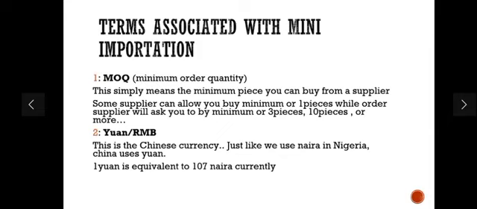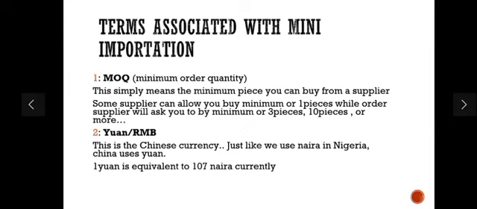It means, for example, a shop has a particular bag but they don't sell one. If you want to buy, you must buy like 2 or 3 pieces. That is what it is saying. So there are some shops where you can buy just one pair of shoes, one bag. There are some where before you buy a particular product, you must buy up to 2 or 3 products.